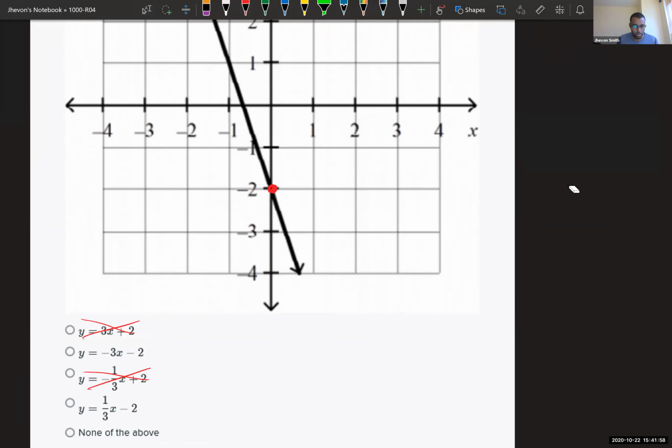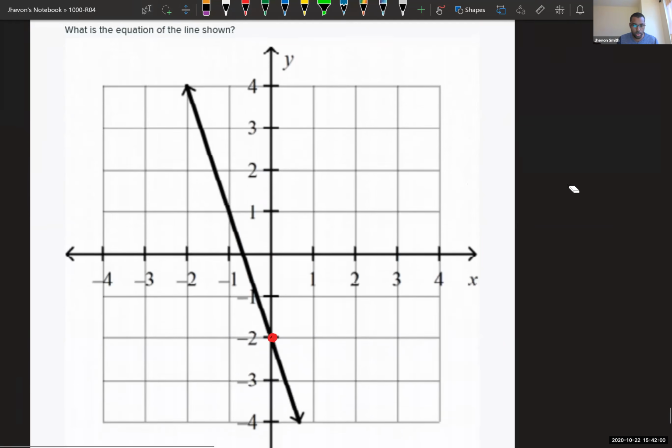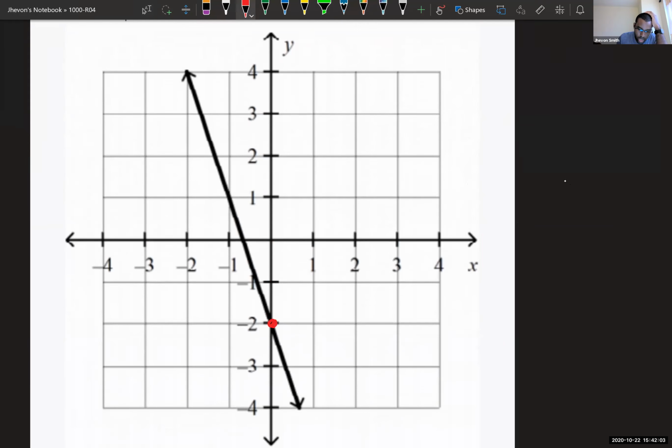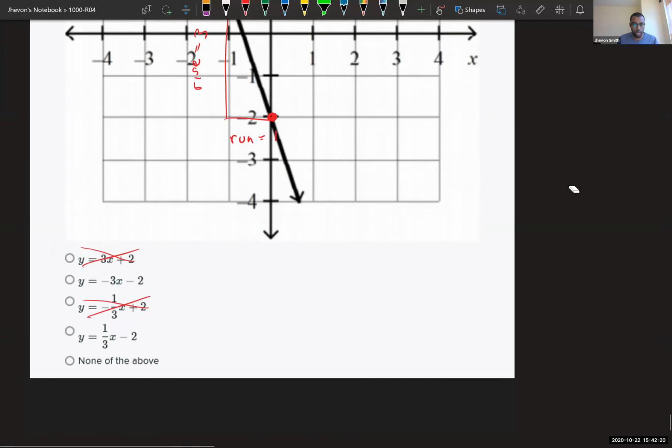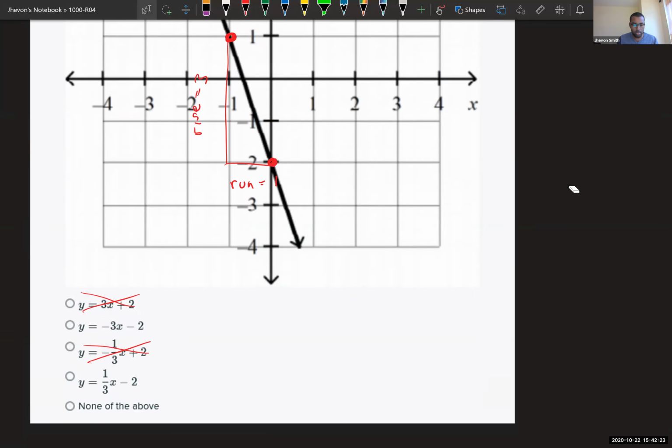Now I know the y-intercept, so we do want to know the slope. So what we can do is pick another point that the line passes through, like here, and just find the rise over run. So the rise is 3, and the run is 1. So the slope should be -3. We know it's minus because it's going down as you move from left to right. So that was that.